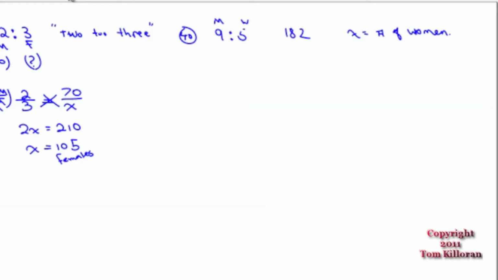So, we'll set it up. It's 9 men for every 5 women, and that's going to equal. Now, when we set up the other fraction, women is X. So where does X go in my problem? The bottom, because it has to match up with the women over here, the 5. So there goes X. Now my question is, what do I put for the top? 182.